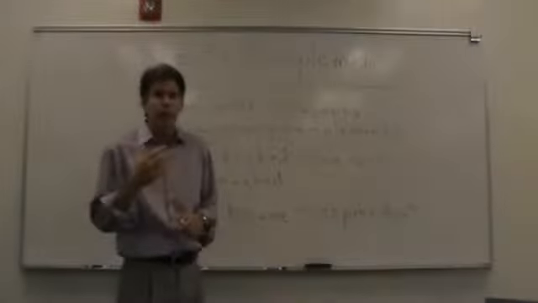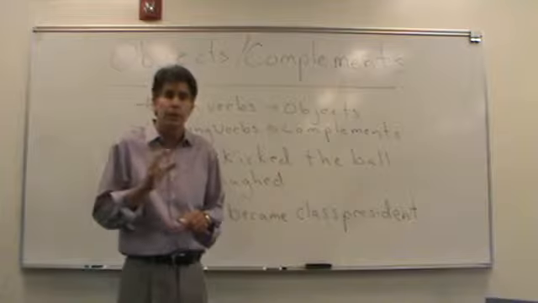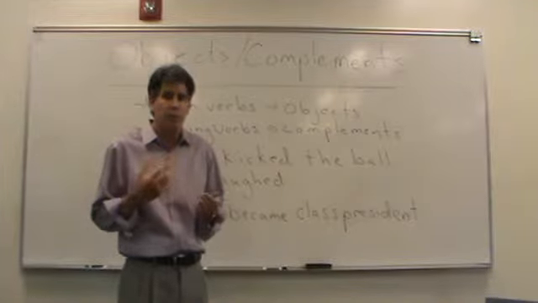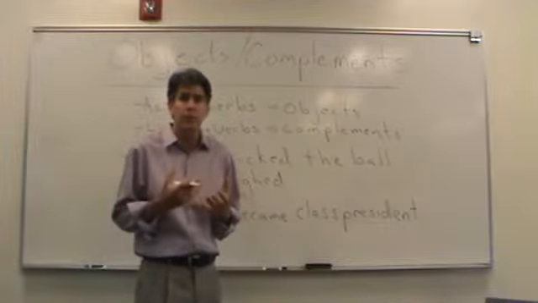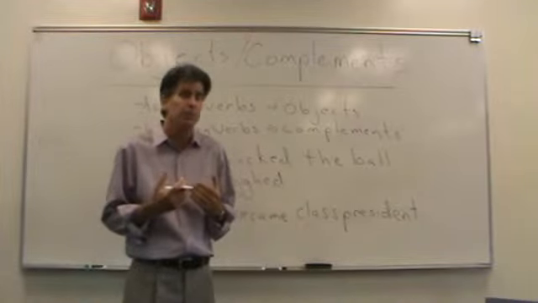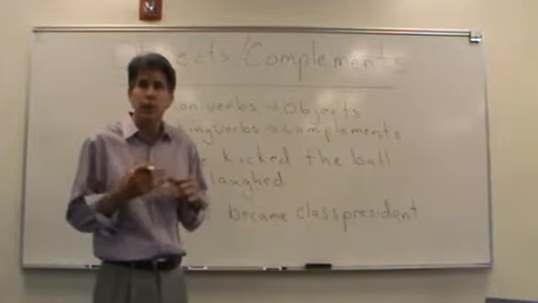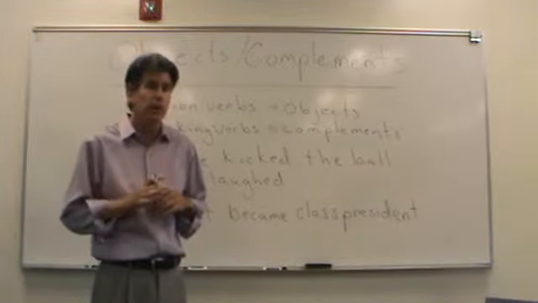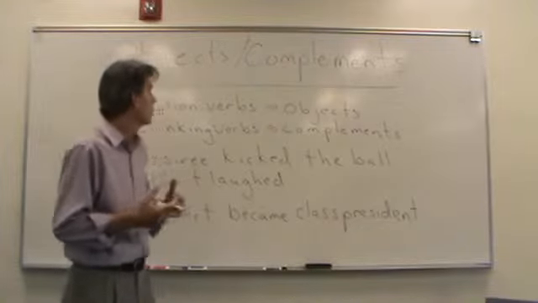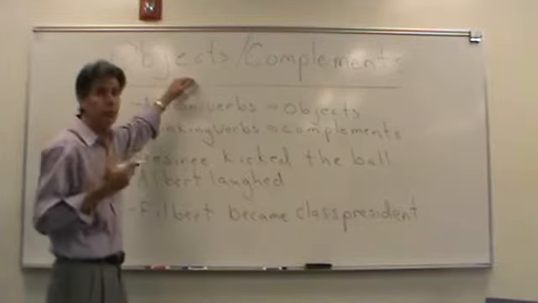I'm now going to go through the differences between objects and complements. These get confused because they're both part of a verb in one sense. In other words, they can be part of a sentence and are connected to the verb. But one of them comes up with certain types of action verbs, and the other one comes up with all linking verbs. Okay? So objects are part of certain action verbs.